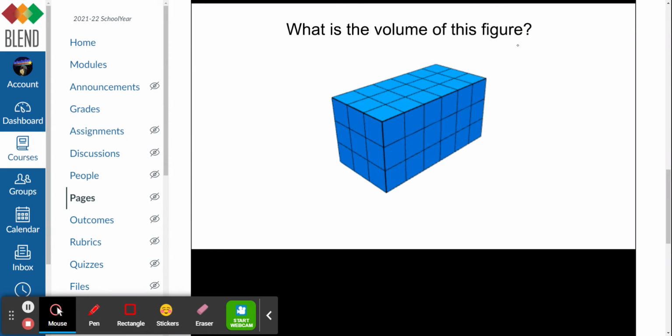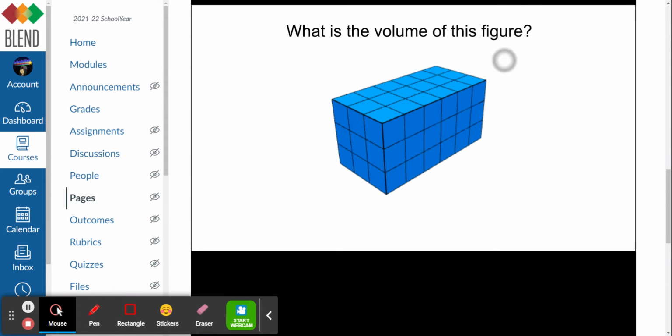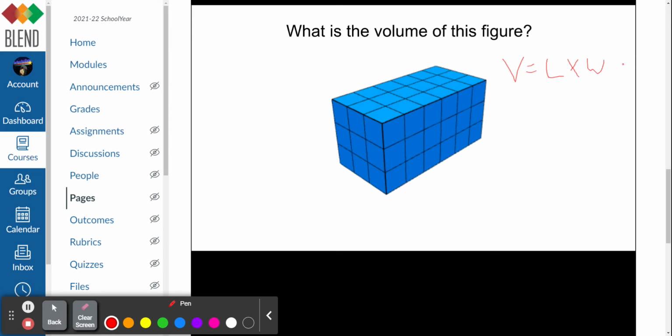So let's go ahead and plug in all of the information. Okay, volume equals length times width times height. And like we said, the length was 6, the width was 3, and the height was 3. So volume equals 6 times 3 times 3. Volume equals, our base layer has 18 cubes in it, and we have 3 layers.